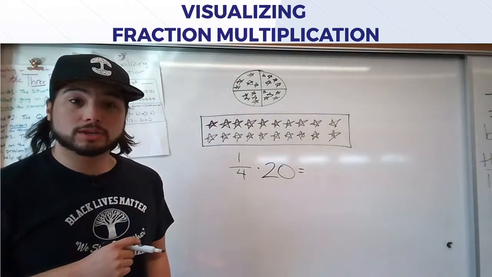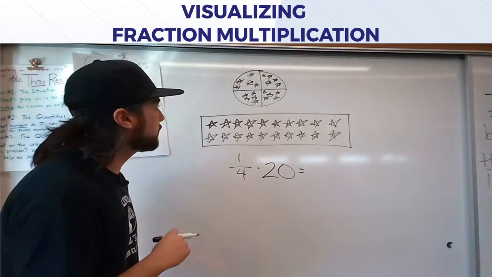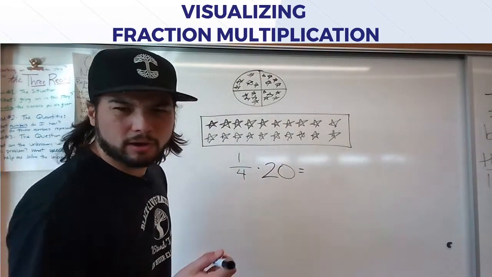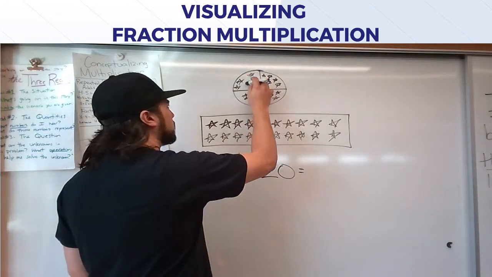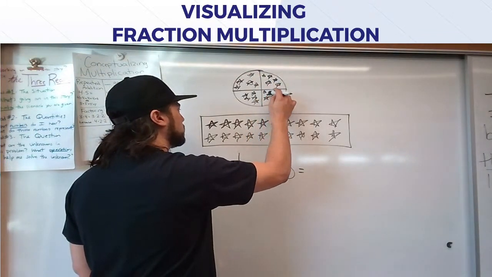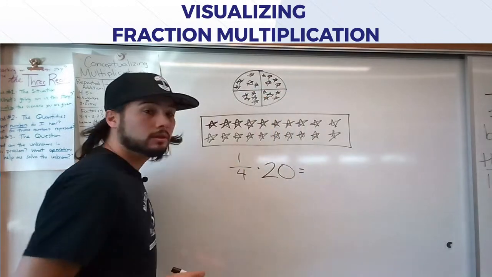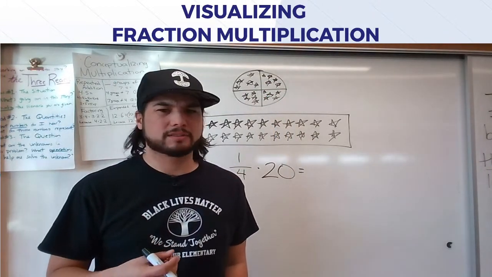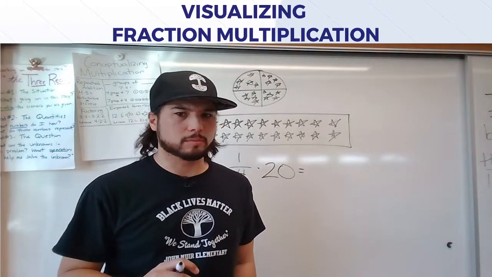So now we've got our 20 stars. We have put them into 4 equal groups. Just to make sure, I'm going to count and see how many are in each group. 1, 2, 3, 4, 5. Each group has 5. So there are an equal amount in each group. If there weren't, we'd have to break up those stars into smaller pieces, right?